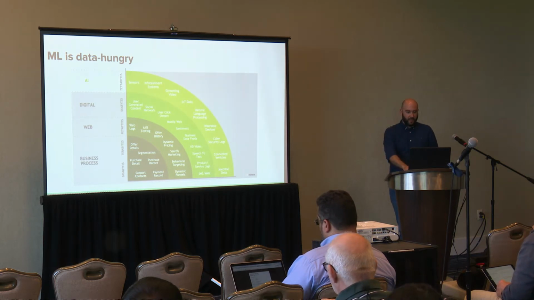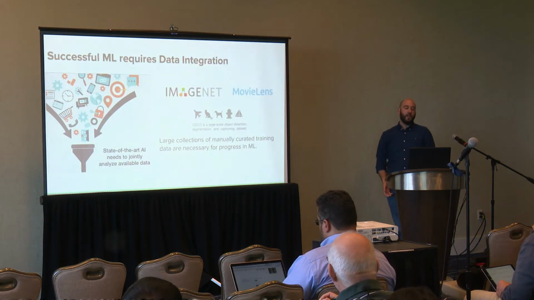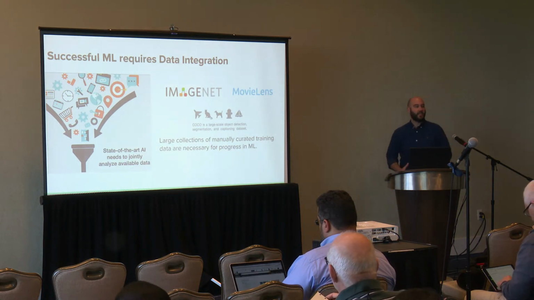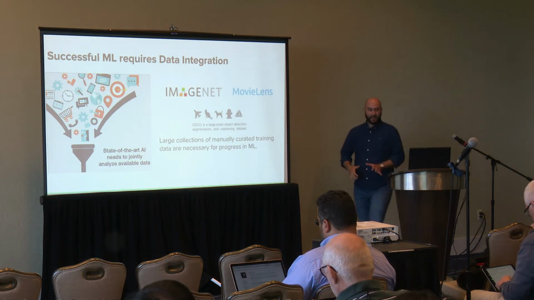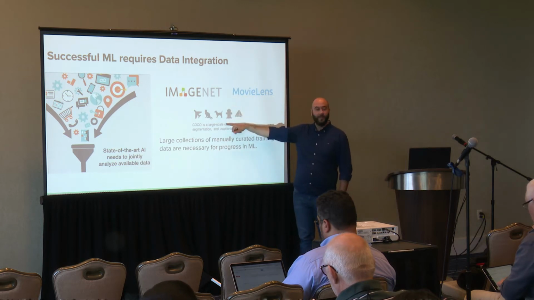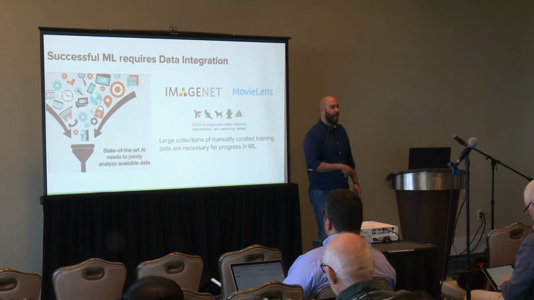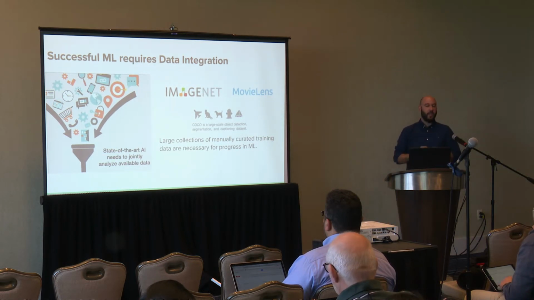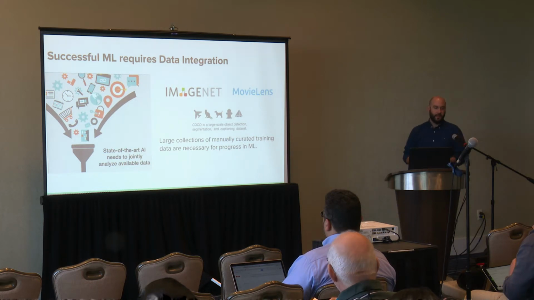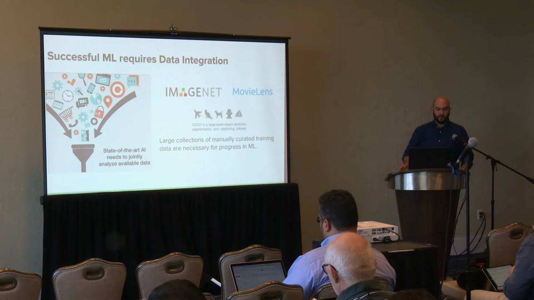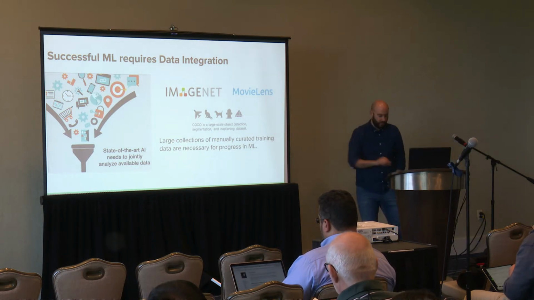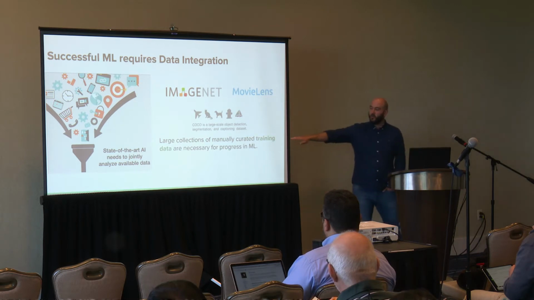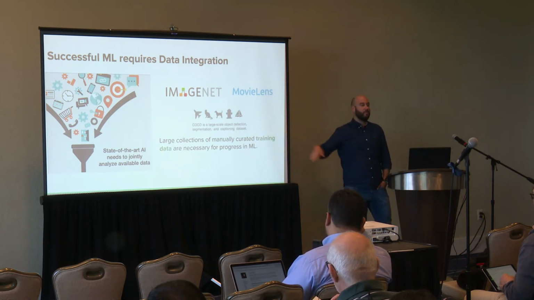So the whole idea basically is that successful machine learning requires collecting vast amounts of data. It's a dark secret that you need one of these to get your machine learning model to perform very well. You need large collections of manually curated training data to make progress. And the key here that I'm going to focus on is this phrase. So first I'm going to talk about training data, and then I'm going to come back to manually curated.